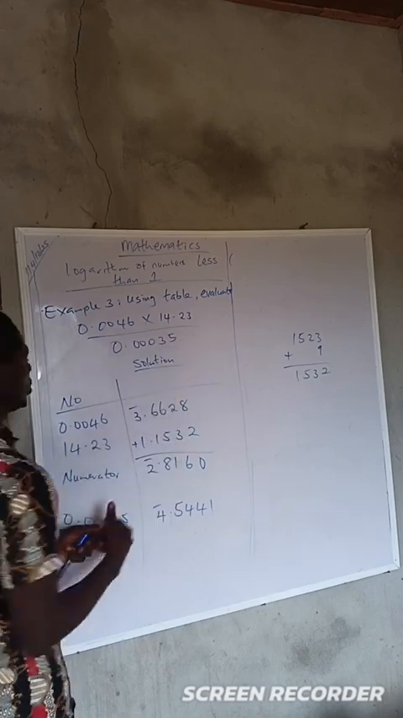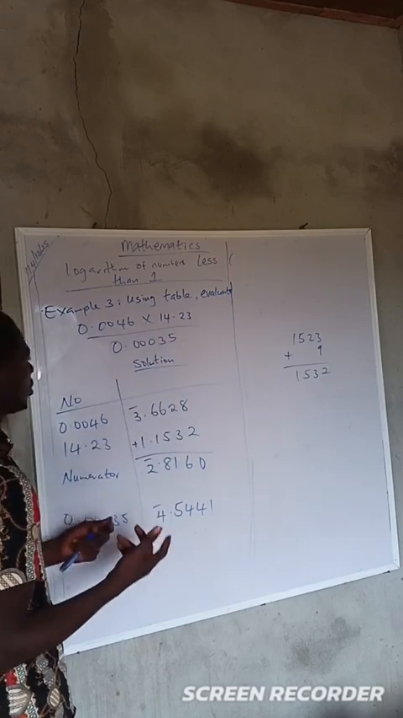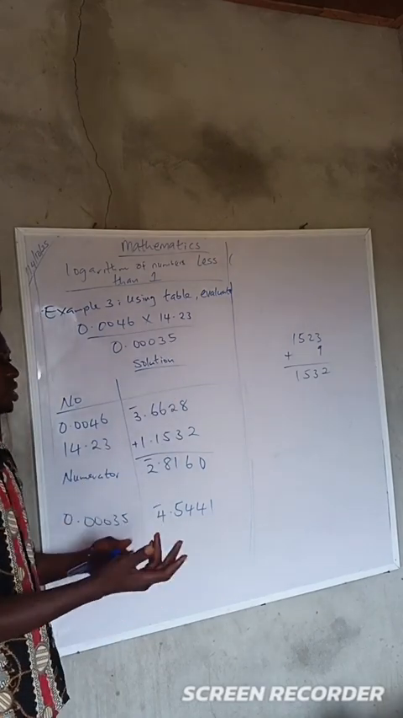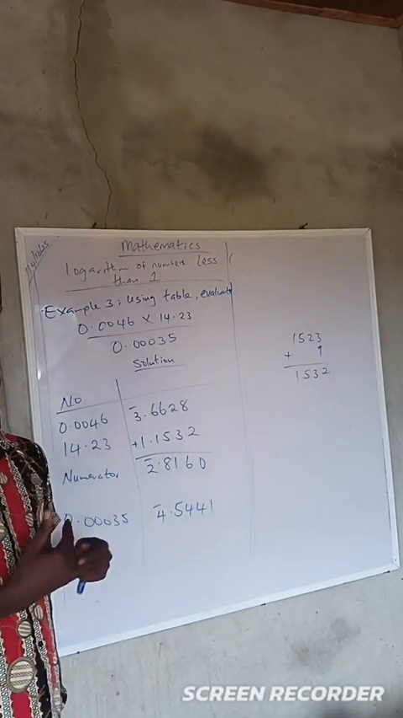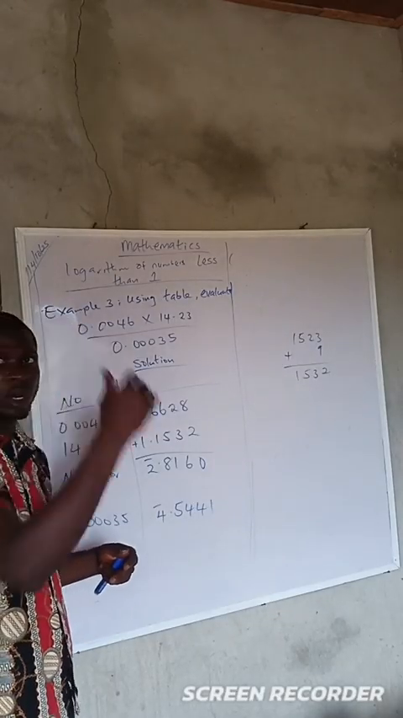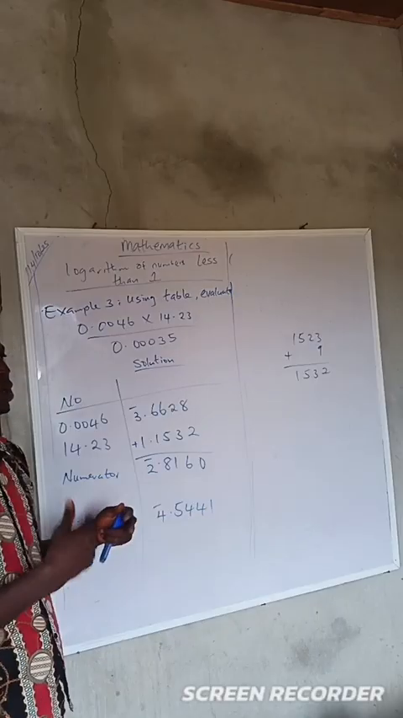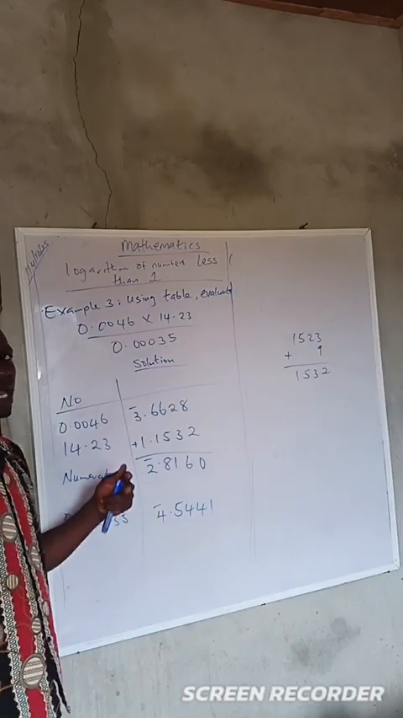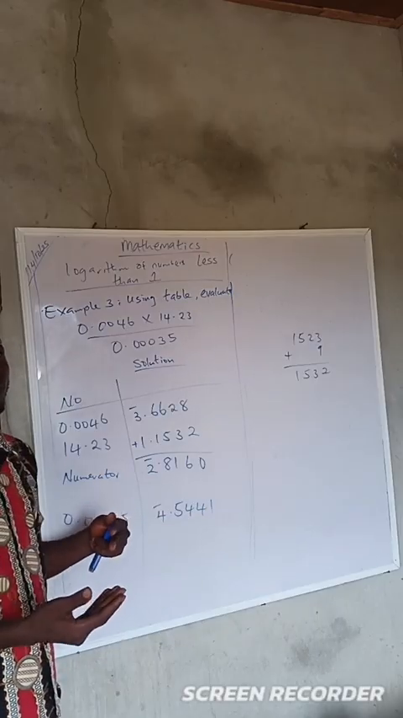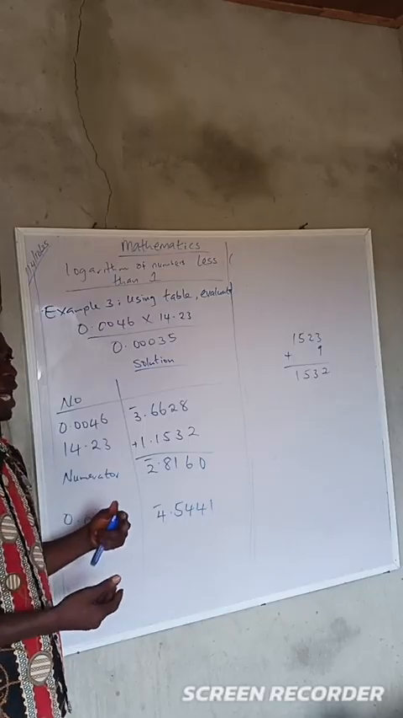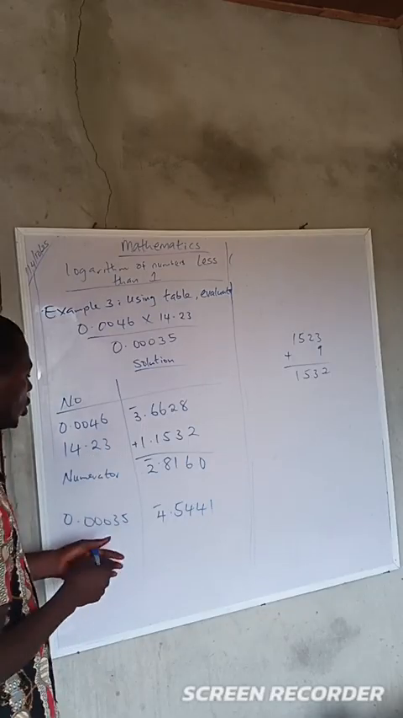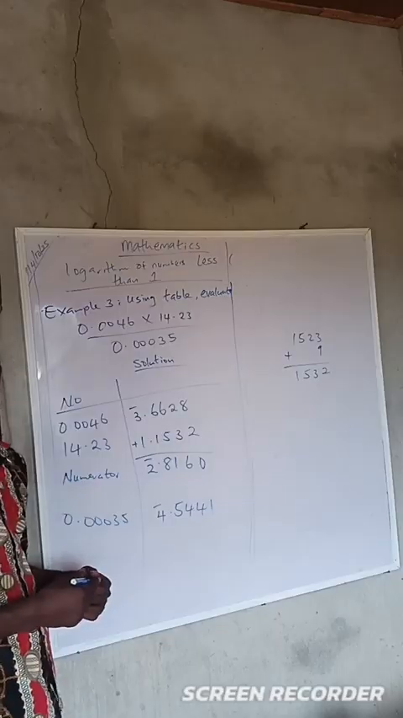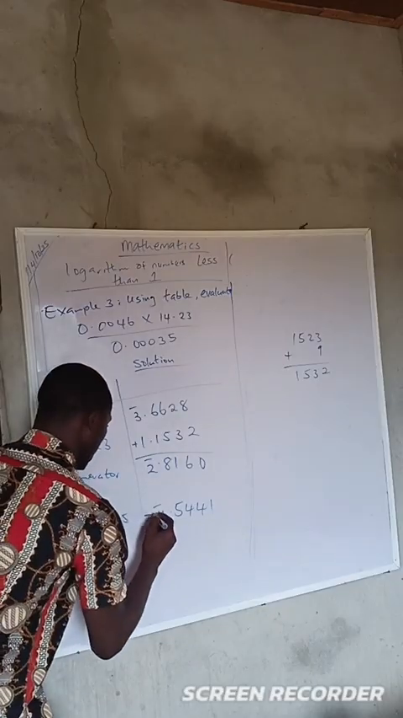a division sign. And the rule for the use of logarithm says that when you have division, you find the logarithm of the numerator, you find the logarithm of the number at the denominator as well. Then you subtract the logarithm of the number at the denominator from the logarithm of the number at the numerator. So we can just introduce a minus sign here to subtract.